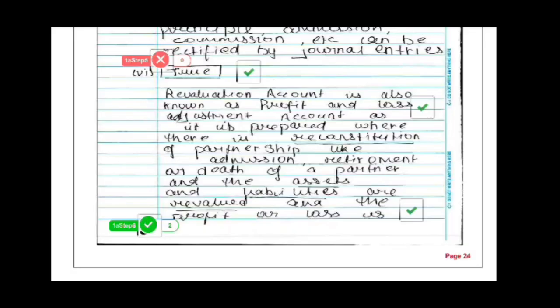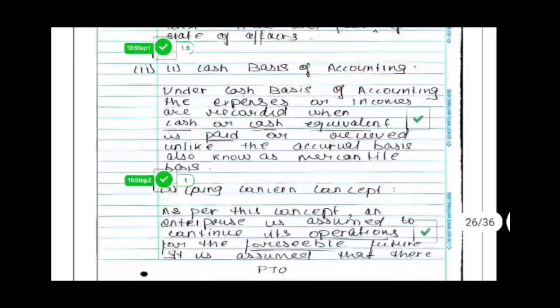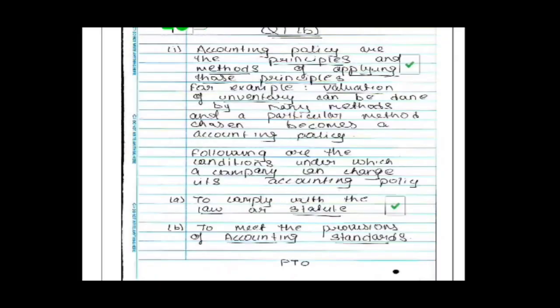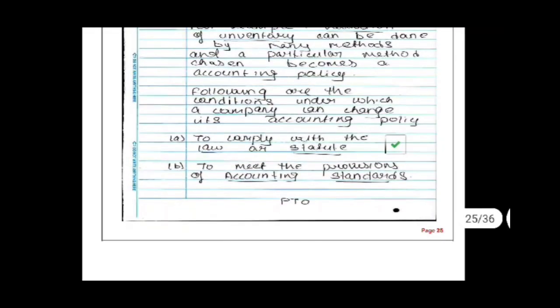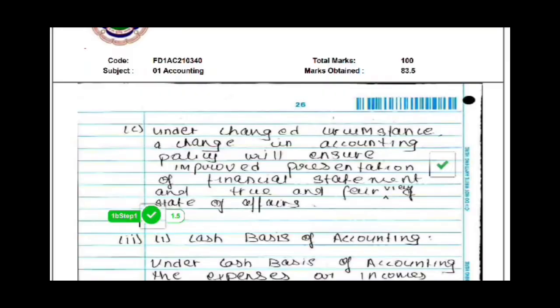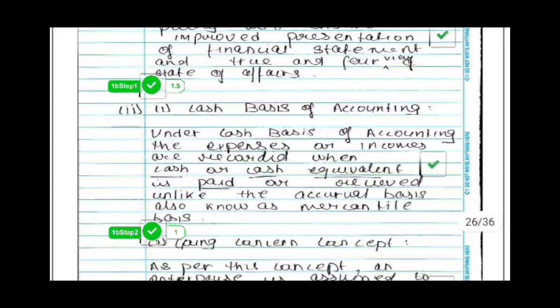Again, in question 1B, it's a theory question. I got 1.5 plus 1, so a total of 2.5 out of 4 marks. The question was: what are accounting principles, and in what situation can the accounting principles be changed? I've highlighted the key points. I wrote the exact definition of the module, and for the situation in which it can be changed: to comply with the law or statute, to meet the provisions of accounting standards, and under changed circumstances, a change in accounting policy will ensure improved presentation of financial statements and hence a fair view of the state of affairs. So you can see I've written the exact module language. Length does not matter. What matters is the quality.